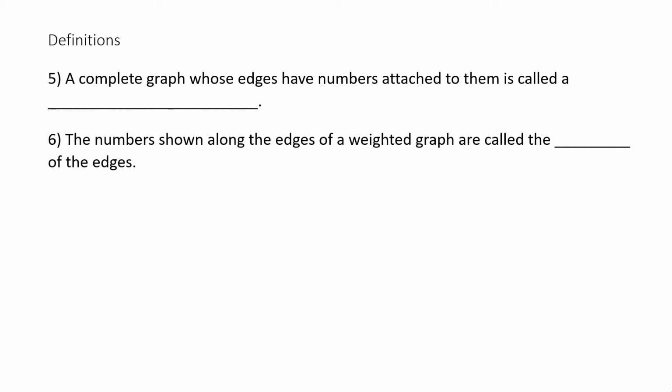More definitions. Definition 5. A complete graph whose edges have numbers attached to them is called a weighted graph. The numbers shown along the edges of a weighted graph are called the weights of the edges.